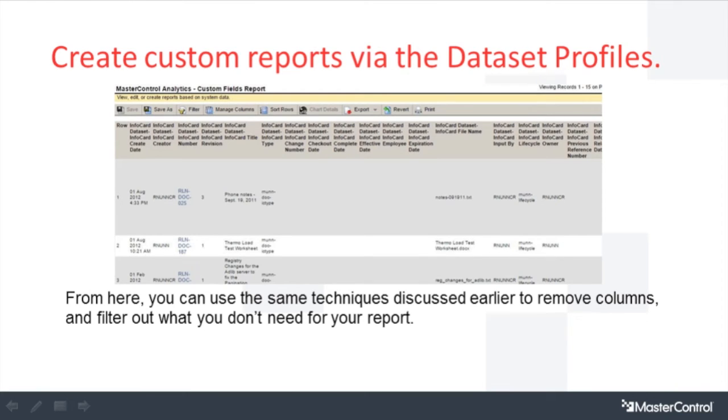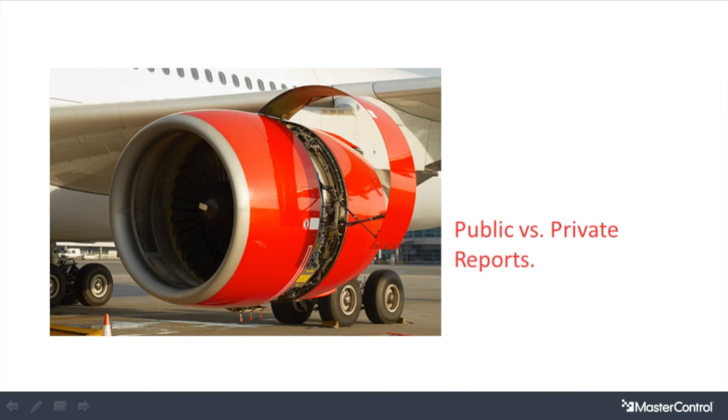All right, so here's an example of the report that came from that dataset profile. Like I said, from here you can use the same techniques that we talked about earlier to filter down your columns or filter down the data. So, public versus private reports. Thank you for that great segue.